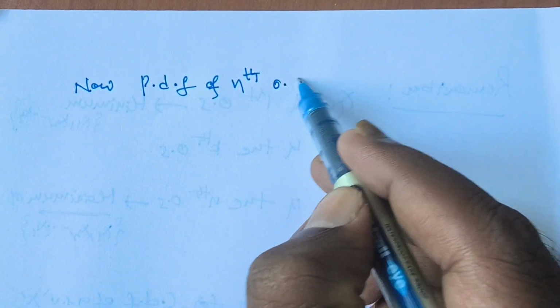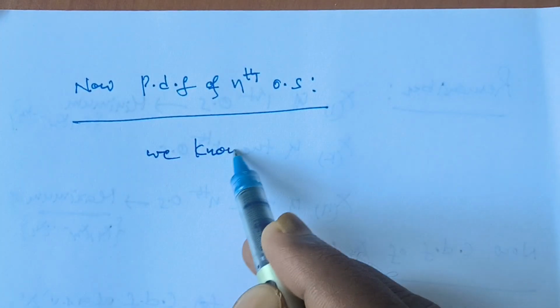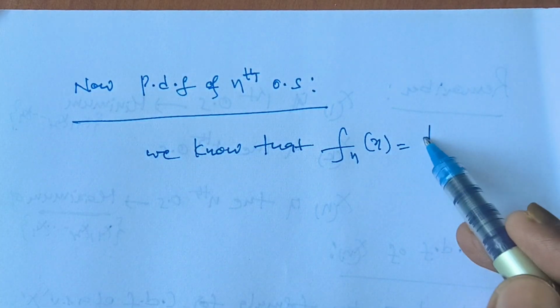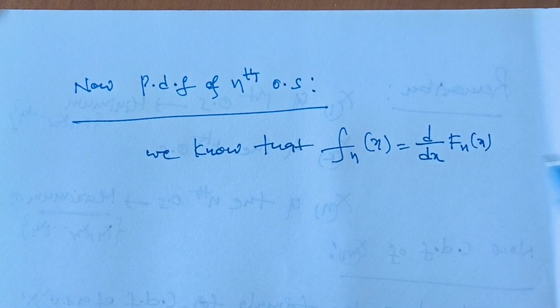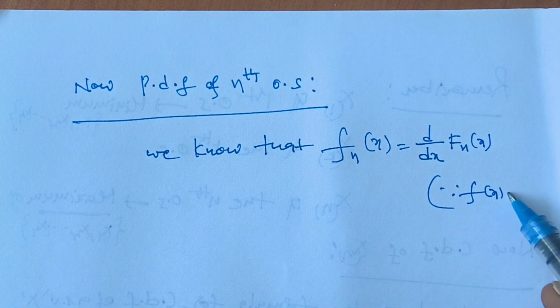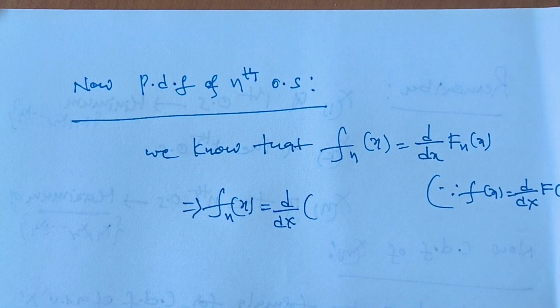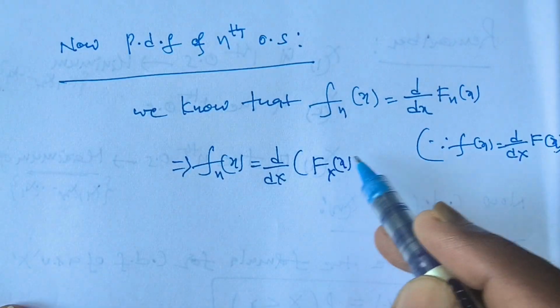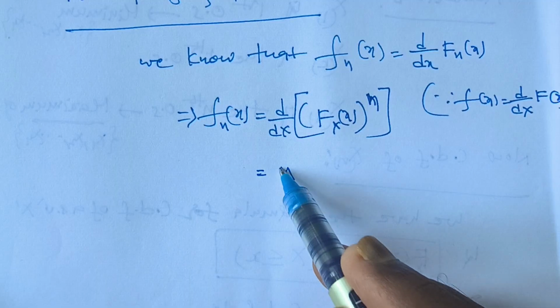Now we will find what is the PDF of the nth order statistics. We have the formula for the PDF of a random variable X above, but for the nth order statistics we have the formula f suffix n of x is equal to the derivative of capital F suffix n of small x. Since f suffix n of small x is equal to the derivative of capital F suffix n of small x, this is the value F suffix X of x whole power n.